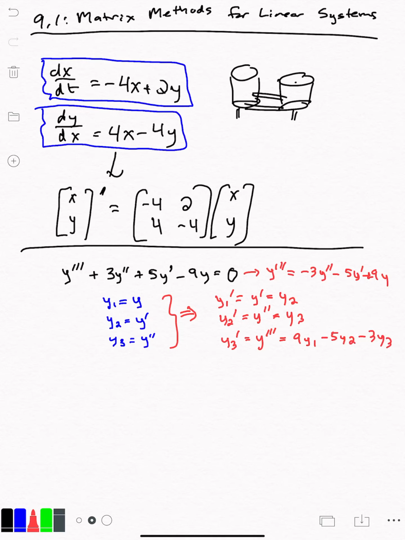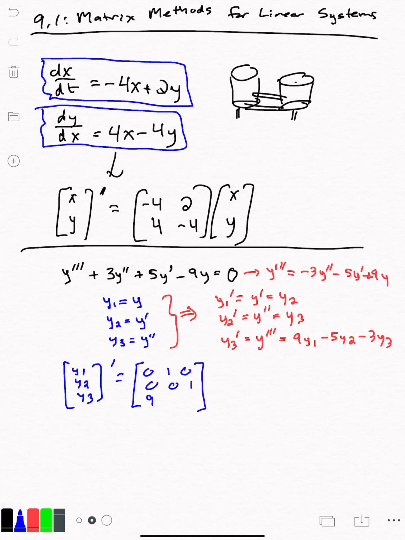which is the same as saying 9y1 minus 5y2 minus 3y3. And once you've done this, you can rewrite this in the following fashion: y1, y2, y3 prime is going to be 1y2, 1y3, and 9, negative 5, negative 3.